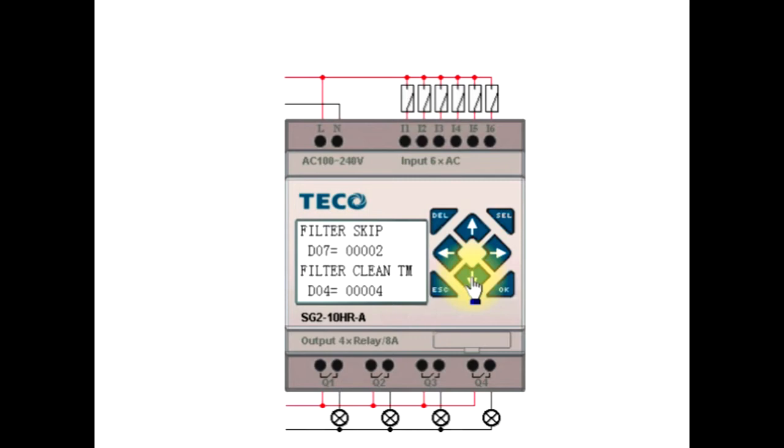Below that you have the filter clean time. It's set for 4 seconds. That means that for 4 seconds it will go on and off, pulsing the filter clean. If you had to set it 1 second on, 1 second off, you would get 2 pulses for 1 second each. As a default, it's set in tenths of a second, 4/10 of a second on, and 6/10 of a second off. So you would get 4 pulses at 4/10 of a second.